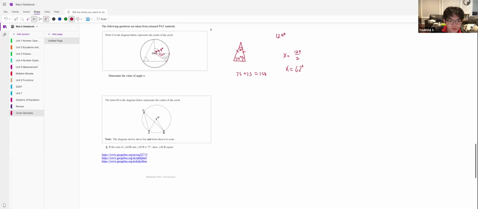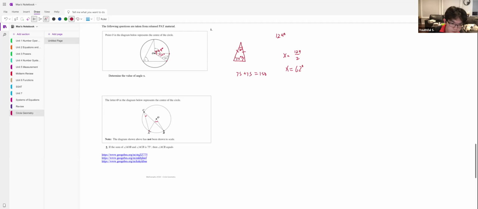The letter O in the diagram represents the center of the circle. Note the diagram shown above has not been drawn to scale. If the sum of AOB and ACB is equal to 75 degrees, then angle ACB is equal to what? Okay, so here, angle AOB and ACB is equal to 75 degrees. Okay, so this angle plus this angle is equal to 75 degrees.